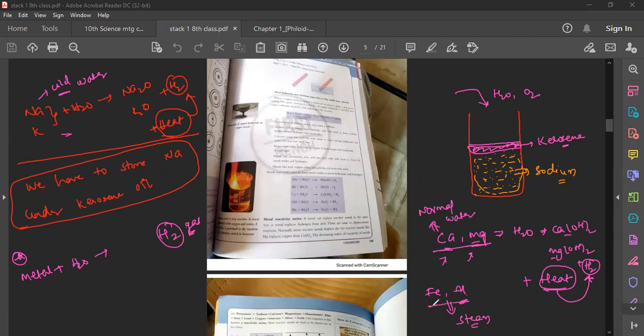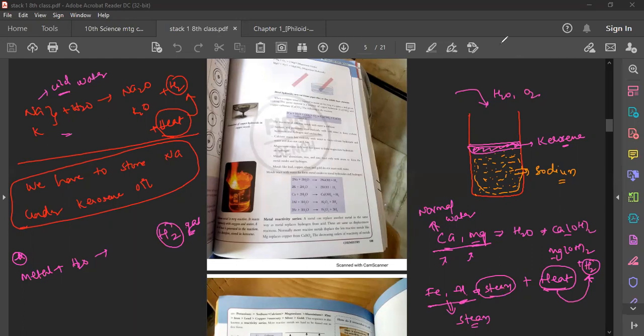But iron and aluminium will react only with steam. What is the meaning of steam? The gaseous form of water, hot water vapors. Steam is nothing but hot water vapors. So iron and aluminium will react only with steam. Clear up to this? Yes, sir. Sir, what will happen if they react with steam? Again, they will form oxides: iron oxide or aluminium oxide.